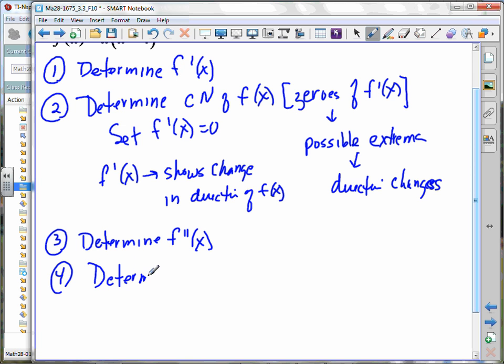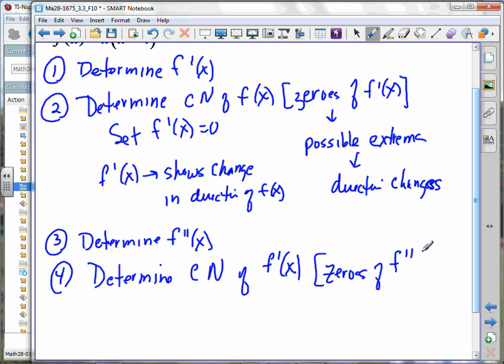And again, I can't hear you because of the fan. Okay. Of what? Yeah, it's actually of one less than what you're working on. Okay, so it's the critical numbers of the first derivative, which happen to be the zeros of what? Of what you're working on.